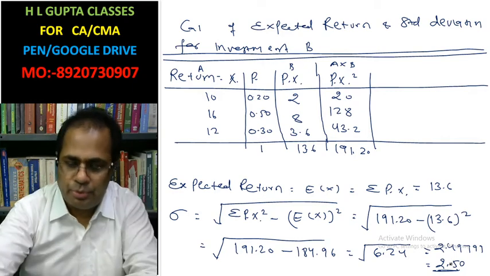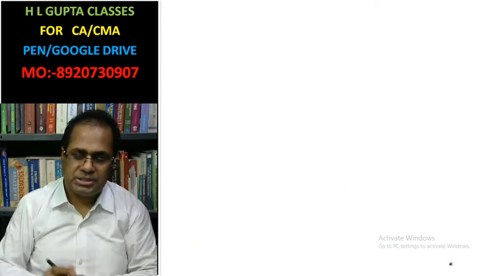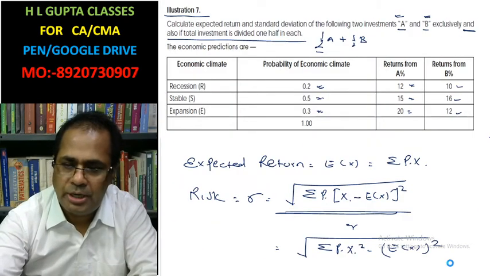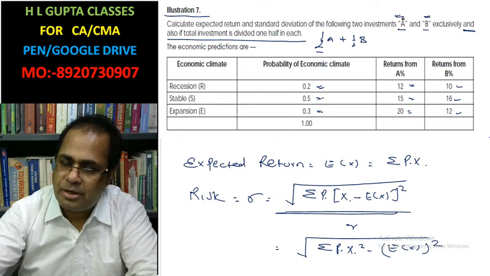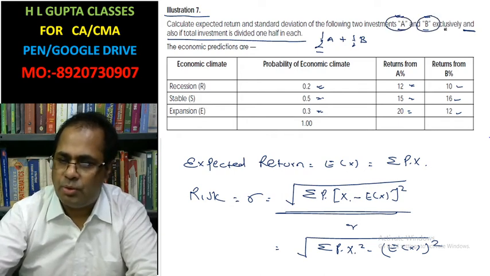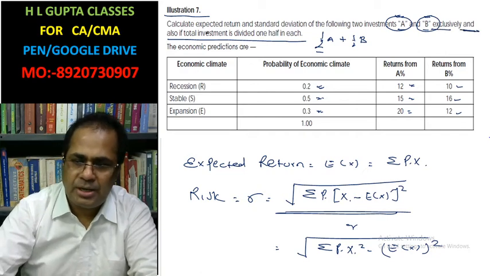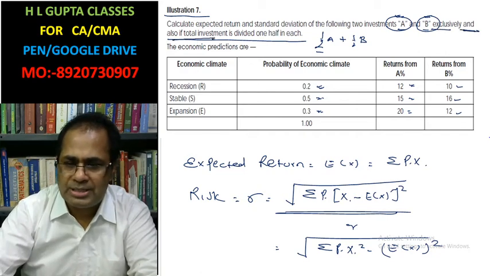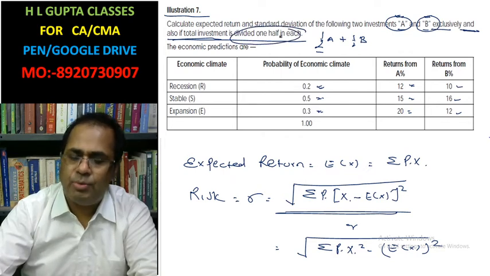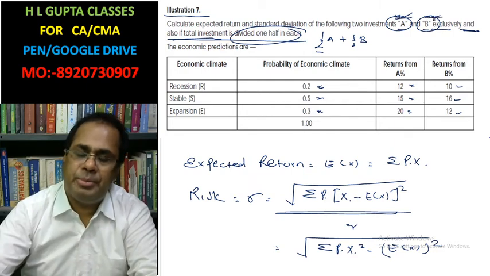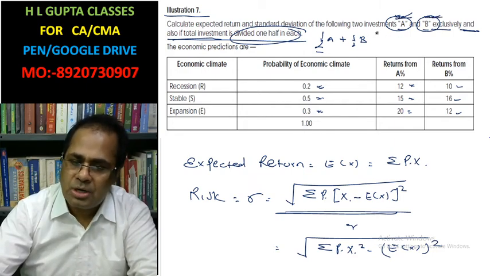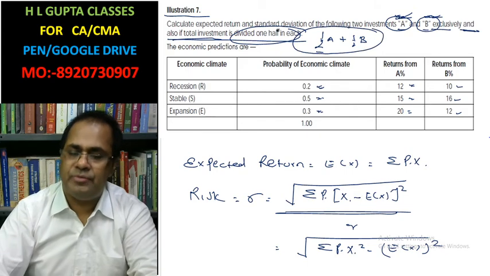Okay, now in the third part of the question, we have calculated the standard deviation and expected return for A, and the standard deviation and expected return for B. Now in the last part you also have to calculate the standard deviation and expected return when divided half each. Means you are investing half of your wealth in A and half in B. In that case, what will be the expected return and standard deviation?